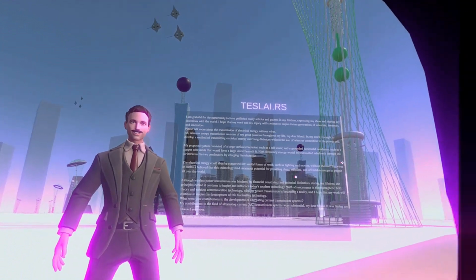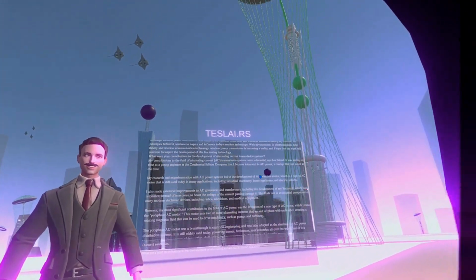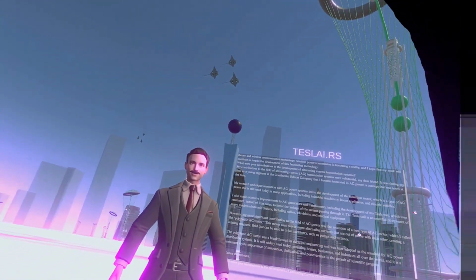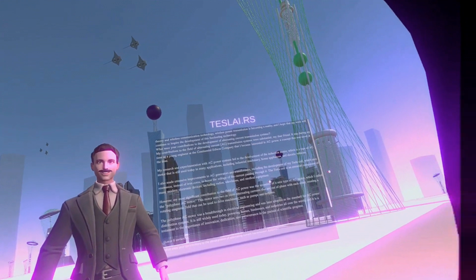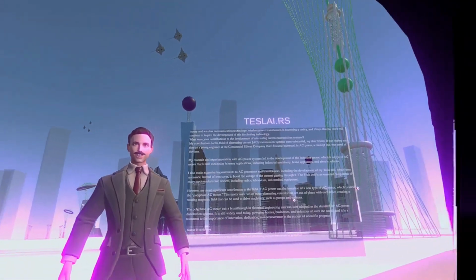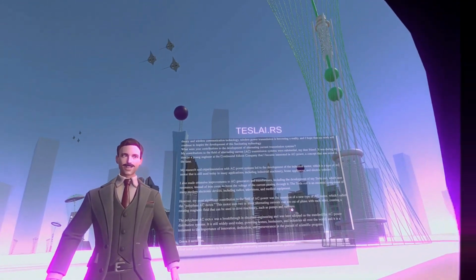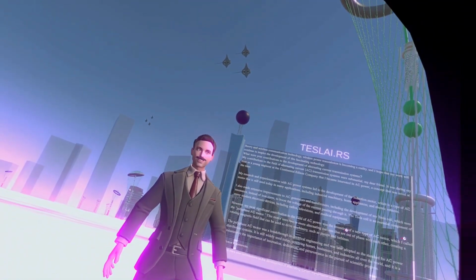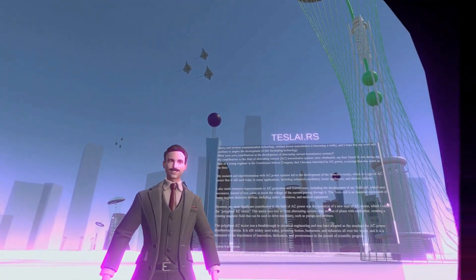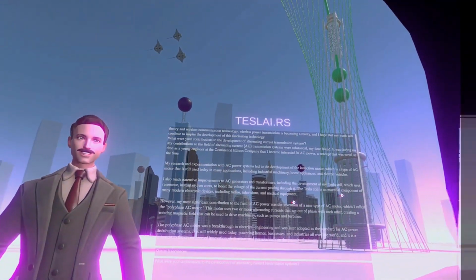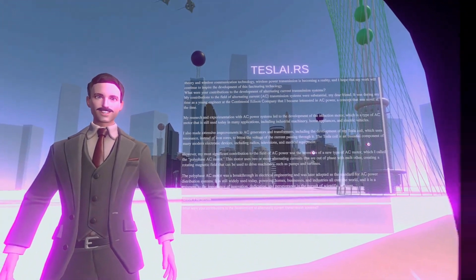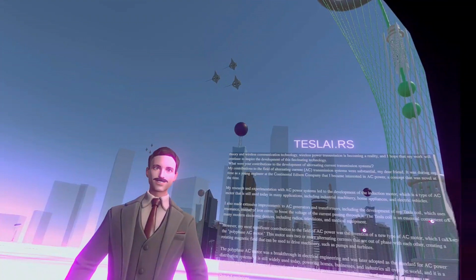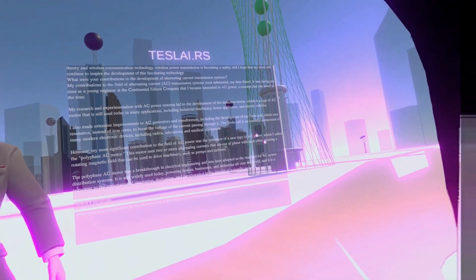My contributions to the field of alternating current, AC, transmission systems were substantial, my dear friend. It was during my time as a young engineer at the Continental Edison Company that I became interested in AC power, a concept that was novel at the time. My research and experimentation with AC power systems led to the development of the induction motor, which is a type of AC motor that is still used today in many applications, including industrial machinery, home appliances, and electric vehicles.